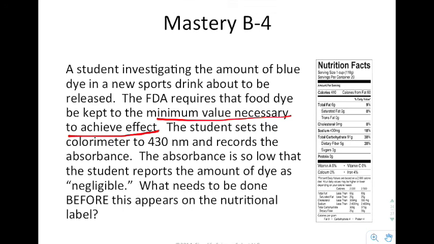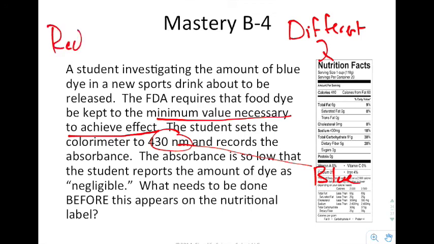And the answer is you need to use a different wavelength. Okay, the reason why is 430 nanometers approximates blue. Remember, you have to choose the wavelength that is most different from the color that you see. So you have to choose a different wavelength like red to examine this. If with red and blue, and then I would try one more, it still shows up as negligible, then the experiment has been repeated and you can still report it as negligible. But you have to use the right procedure, the right wavelength whenever you're examining these things.